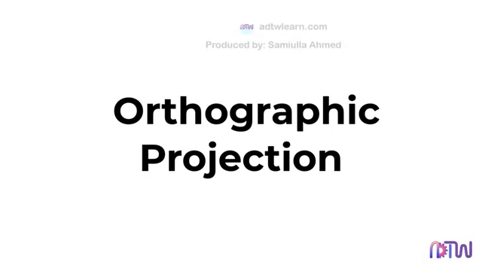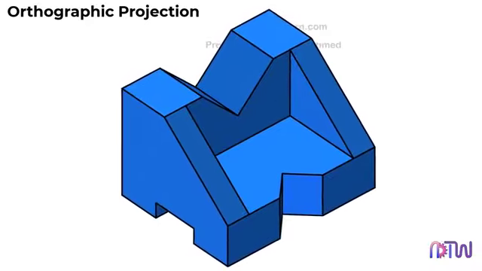Orthographic projection. In this video, we will learn how to draw an orthographic projection of a given object. This is the third video on this topic. If you haven't watched my previous video, the link for the playlist is provided in the description, or the I button. Consider this figure.